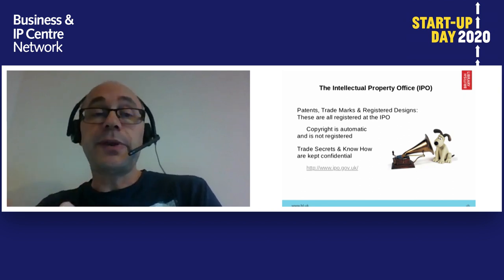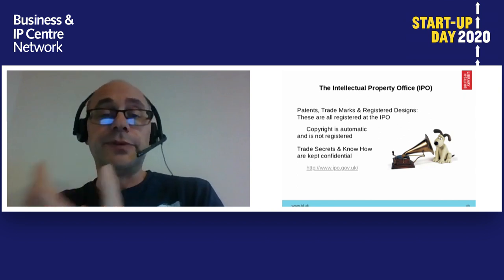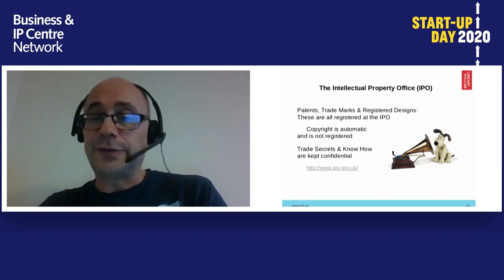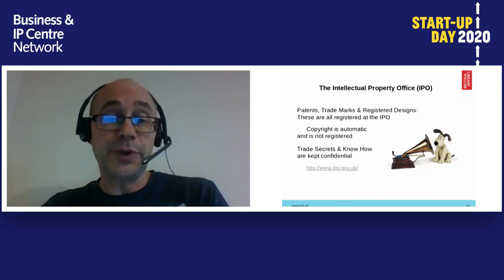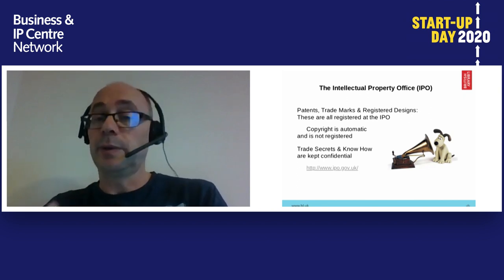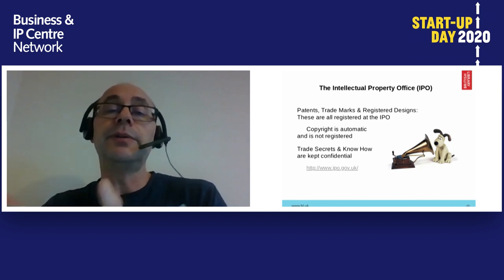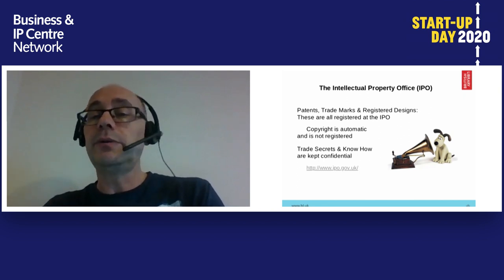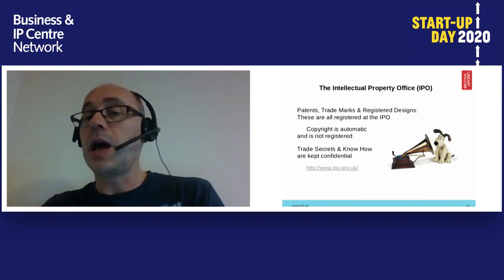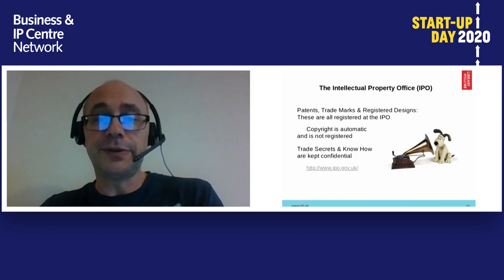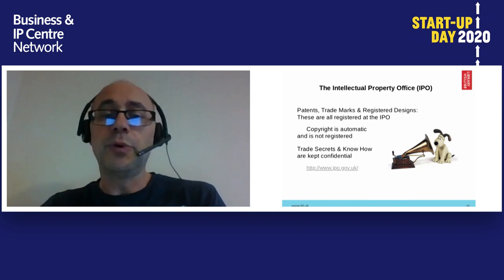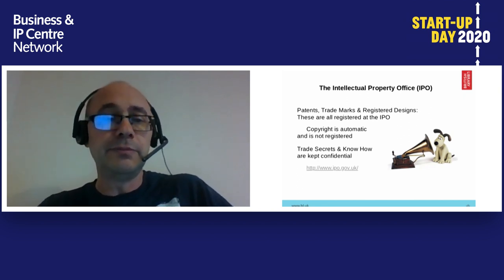Now, three of these are forms of IP that you can register. And you register your IP at a place called the Intellectual Property Office, the IPO. That's what I'll be referring to it from now on, the IPO, Intellectual Property Office. It's a government department. You apply for protection for patents, trademarks, and registered designs. Super important. I'll talk about them quite a bit as we go through.